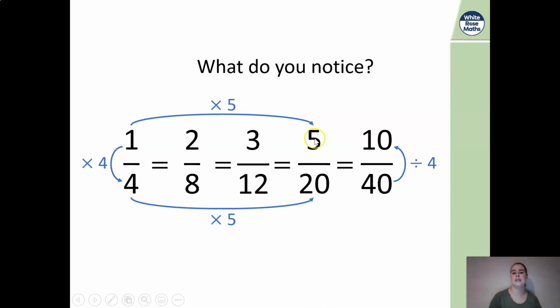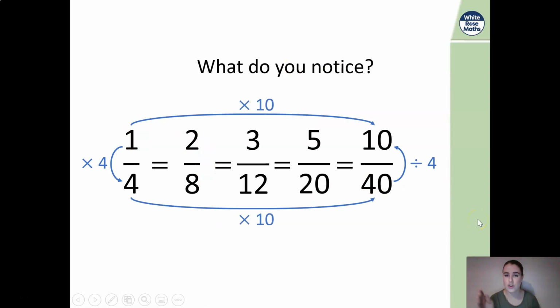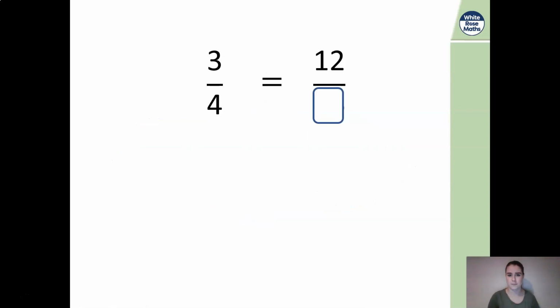Now I then need to think, well, how did I get from 1/4 to 10 over 40? So how did I get from 4 to 40? Well, obviously I multiplied it by 10. Therefore, I must have multiplied the numerator by 10 as well. Okay? So it's always important to look at your denominators. How did I get from one denominator to the other? Think about what I multiplied it by, and then do the same to the numerator.